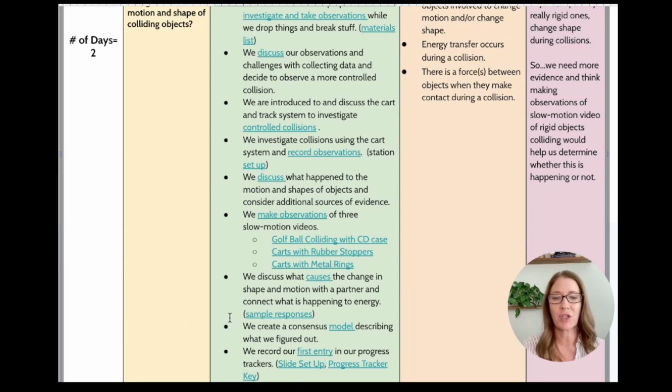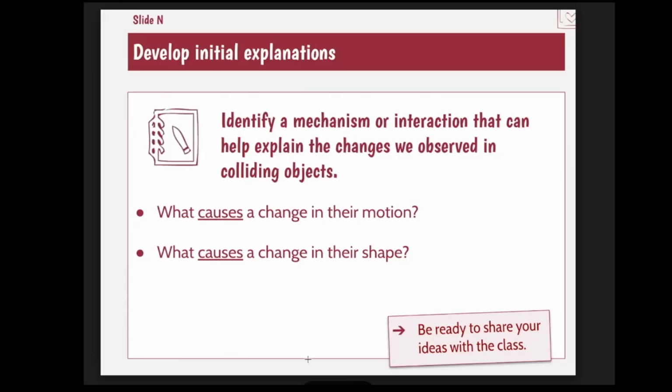After making observations using the slow motion videos, we come back together and we discuss with a partner or a small group what causes the change in the shape or motion. So here's the slide that will prompt that discussion. And then you'll get back together and ask a few groups to share what they think causes the change in motion or the change in shape.